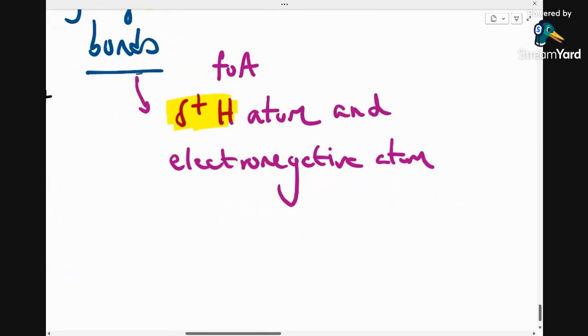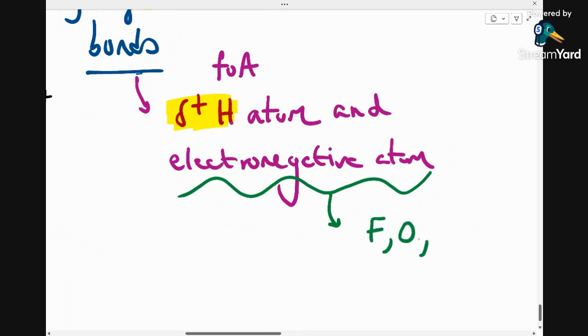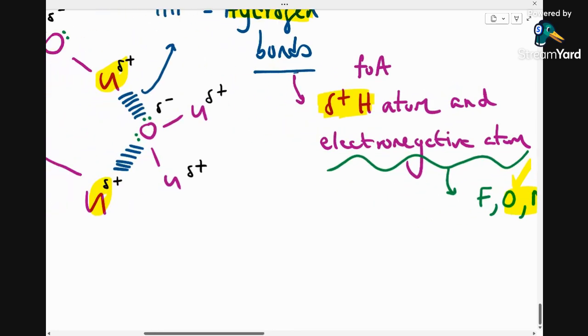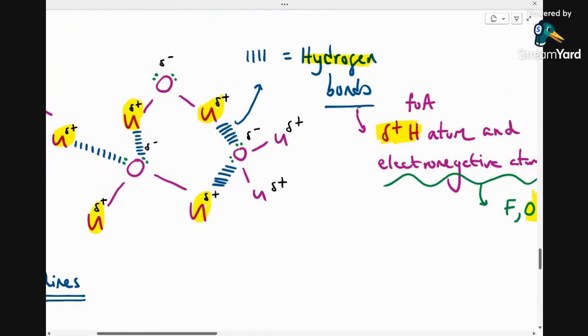And of course, in biology, the key players here for our electronegatives are fluorine, oxygen, nitrogen. Specifically, oxygen and nitrogen here are the key players for hydrogen bonds. You need a delta positive hydrogen and typically an electronegative atom, either oxygen or nitrogen. They're the key players. Not the only ones, but the key players for A-level biology.